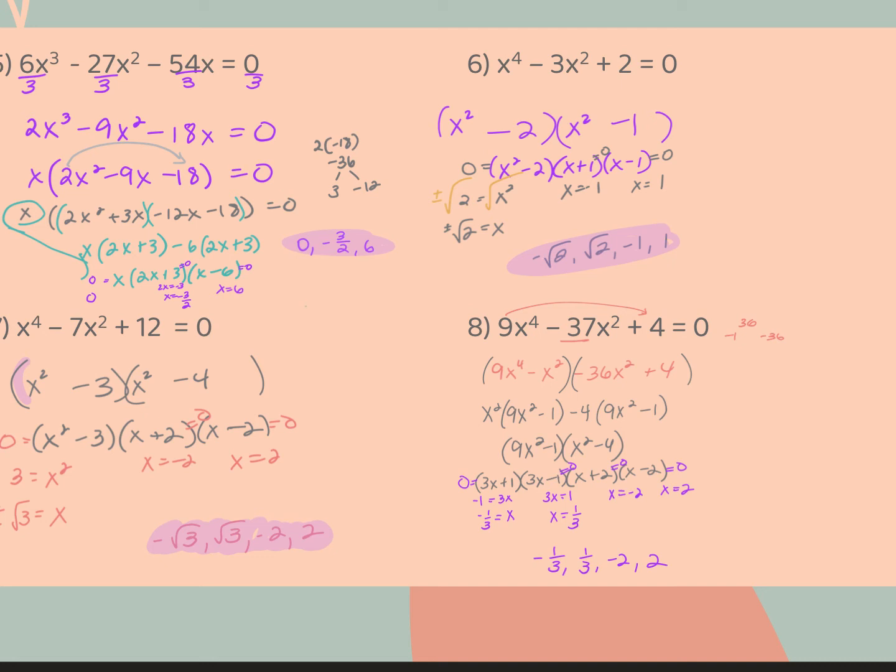Yep. I didn't simplify the 9x squared. I didn't make it into 3x, and I still got the same answer. Because you did 1 divided by 9 and did plus or minus square root, totally fine. You can either factor those or you can use the square root property. As long as you remember the plus and minus, you'll be fine.